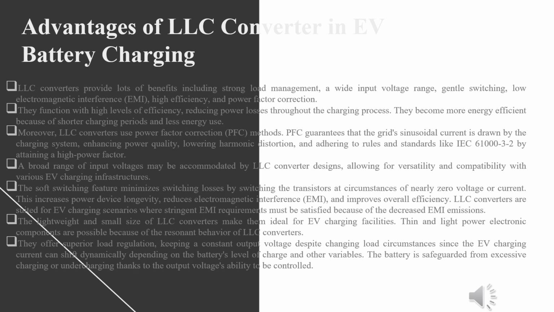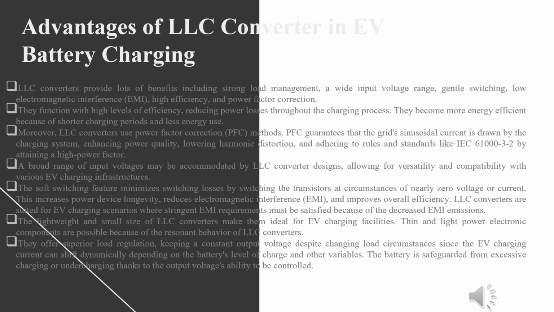A broad range of input voltages may be accommodated by LLC converter designs, allowing for versatility and compatibility with various EV charging infrastructures. The soft switching feature minimizes switching losses by switching the transistors at circumstances of nearly zero voltage or current. This increases power device longevity, reduces electromagnetic interference, and improves overall efficiency.